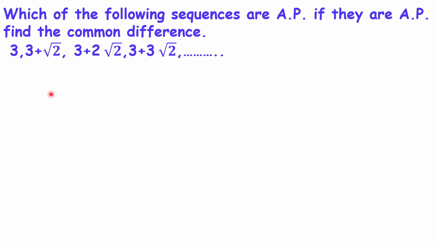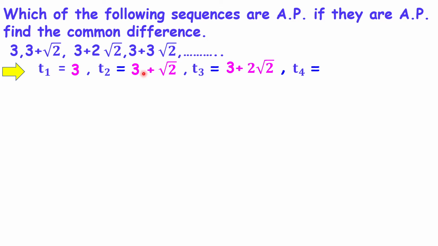When the given sequence is an AP, the difference between consecutive terms is always constant, therefore we have to take the difference between consecutive terms. Here the first term is 3, therefore t1 is equal to 3. Second term is 3 plus root 2, therefore t2 is equal to 3 plus root 2. Here t3 is equal to 3 plus 2 root 2. And t4 is equal to 3 plus 3 root 2.